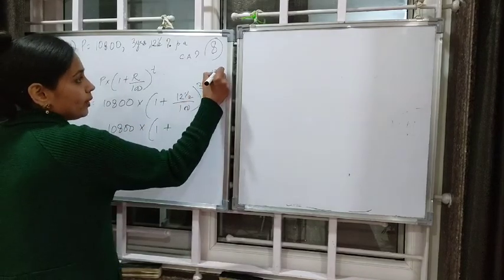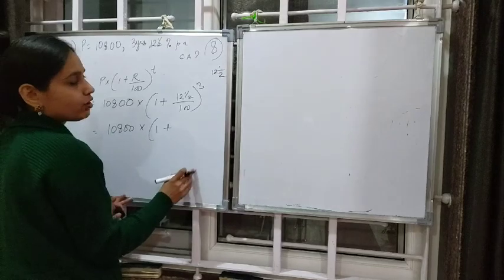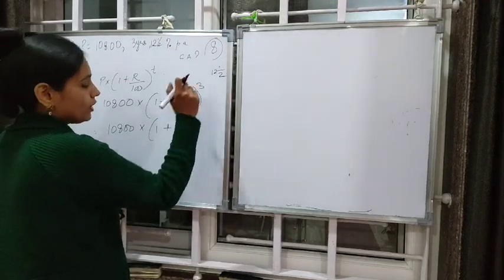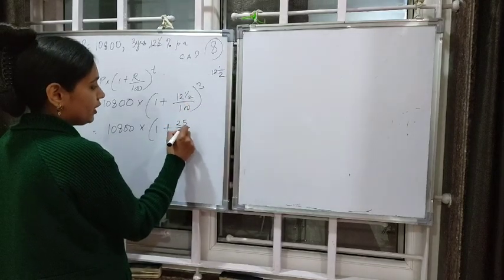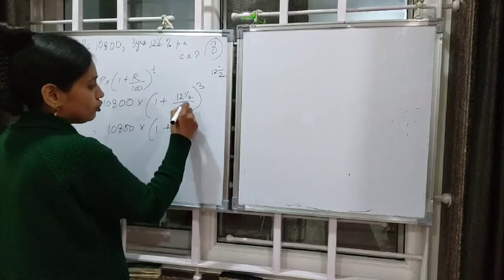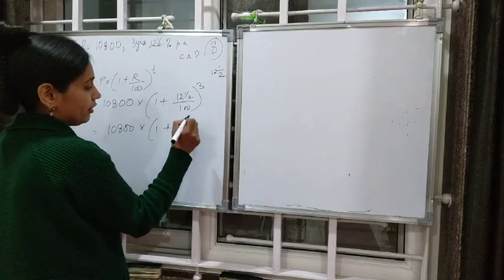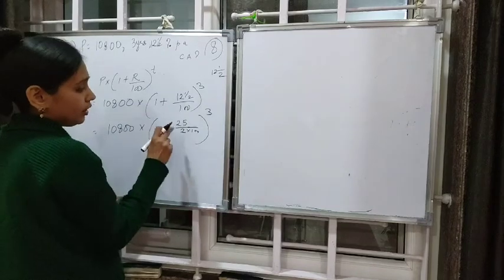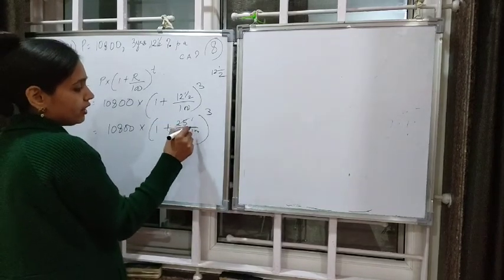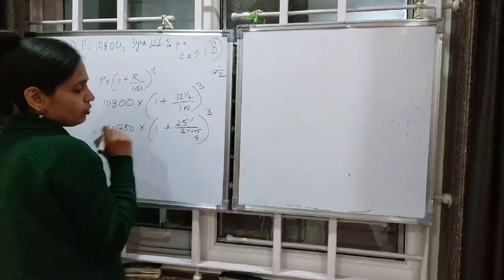Children, this is 12 and 1 by 2. So we will convert it into a fraction. 12 2s are 24 plus 1, 25. 25 by 2, and 2 will go down and it becomes 100. Okay. Raised to 3. And 25 and 100 we can cancel. 1s are, and this becomes 4s are.